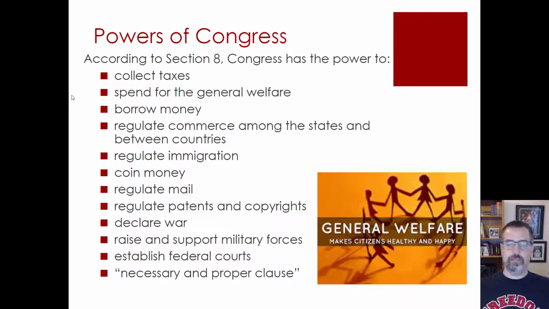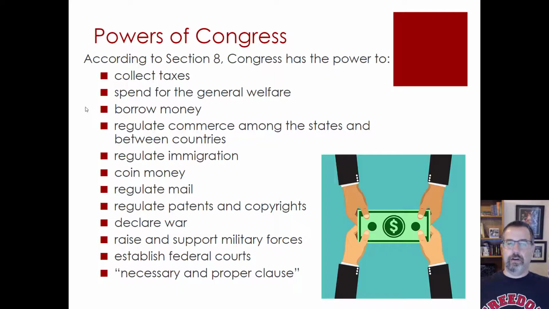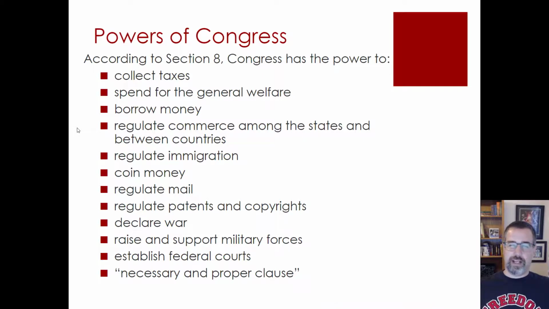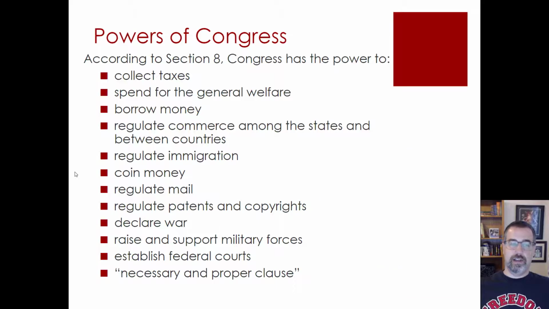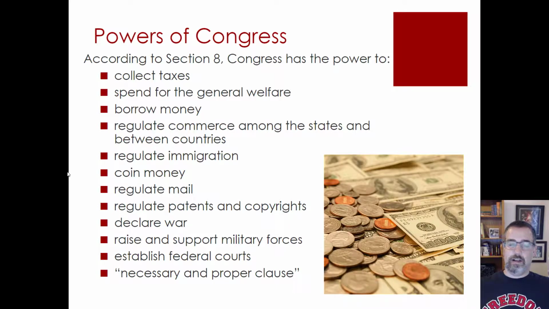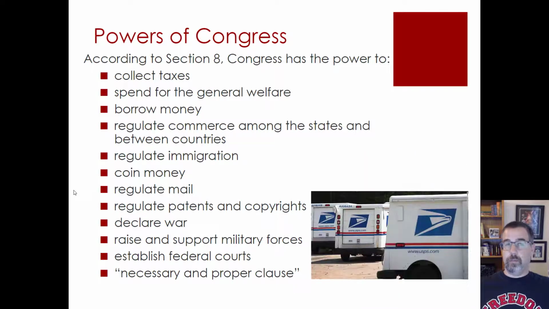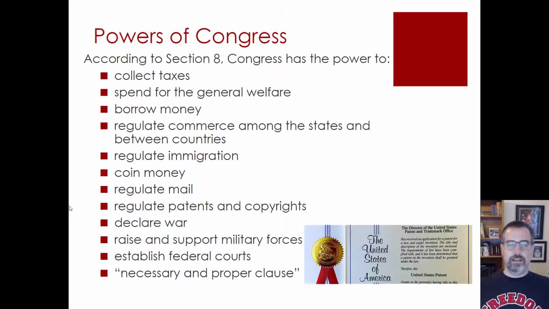Remember that from the preamble. They have the power to borrow money, to regulate commerce, or think of trade that way, among the states and between countries. They get to regulate the rules for immigration into the United States. They get to determine money, coining money. They get to regulate our mail or postal offices. They regulate patents and copyright, so when people come up with ideas and inventions.